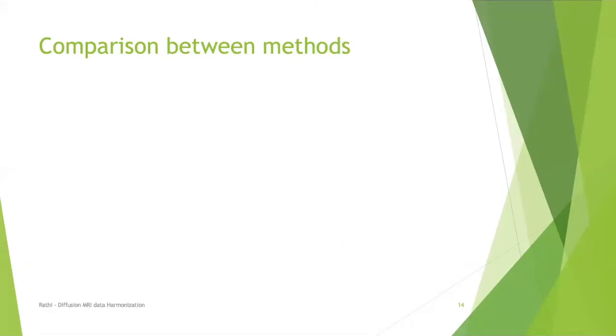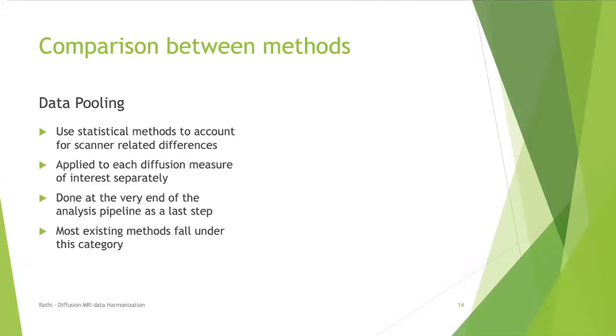So to provide a brief comparison, what I call data pooling are basically methods that use statistical covariates or statistical methods of meta or mega analysis to account for scanner differences. They are done at the very end of the pipeline, and done for each diffusion measure of interest separately. Most of the methods that I talked about regarding statistical analysis fall under this category, where you run through your entire pipeline, and at the very end, you add this extra statistical covariate to account for differences in the scanner.